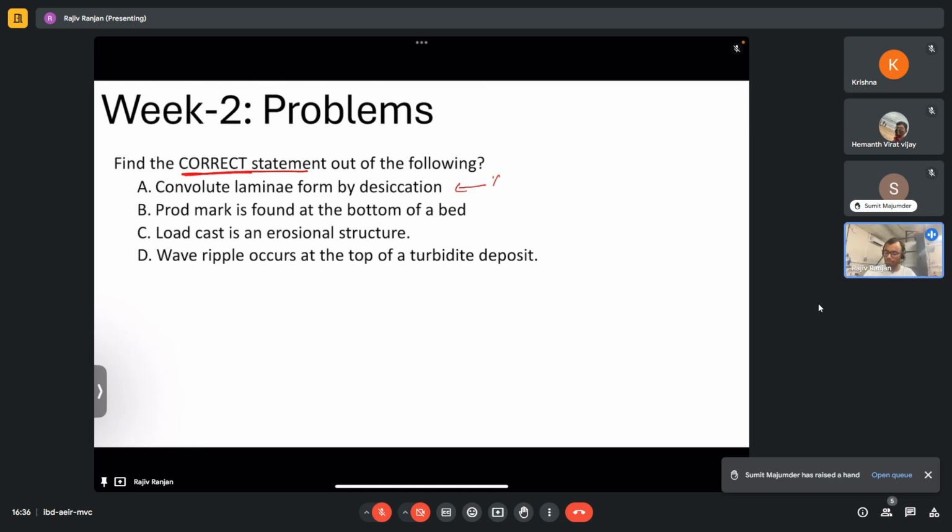So, prod marks is load cast. We learned that load cast, where does it form? It forms at the bottom, right? But it is saying it's erosional load cast.